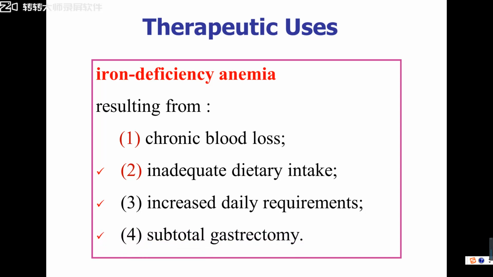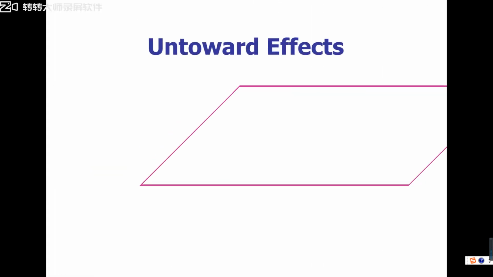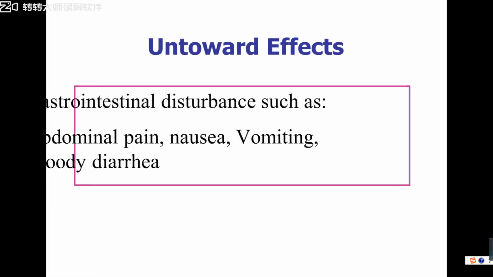The next one is patients with subtotal gastrectomy. We know ferrous iron is absorbed in the gastrointestinal tract, so subtotal gastrectomy patients can't absorb iron, which induces iron deficiency anemia. We use ferrous salts to treat iron deficiency anemia.